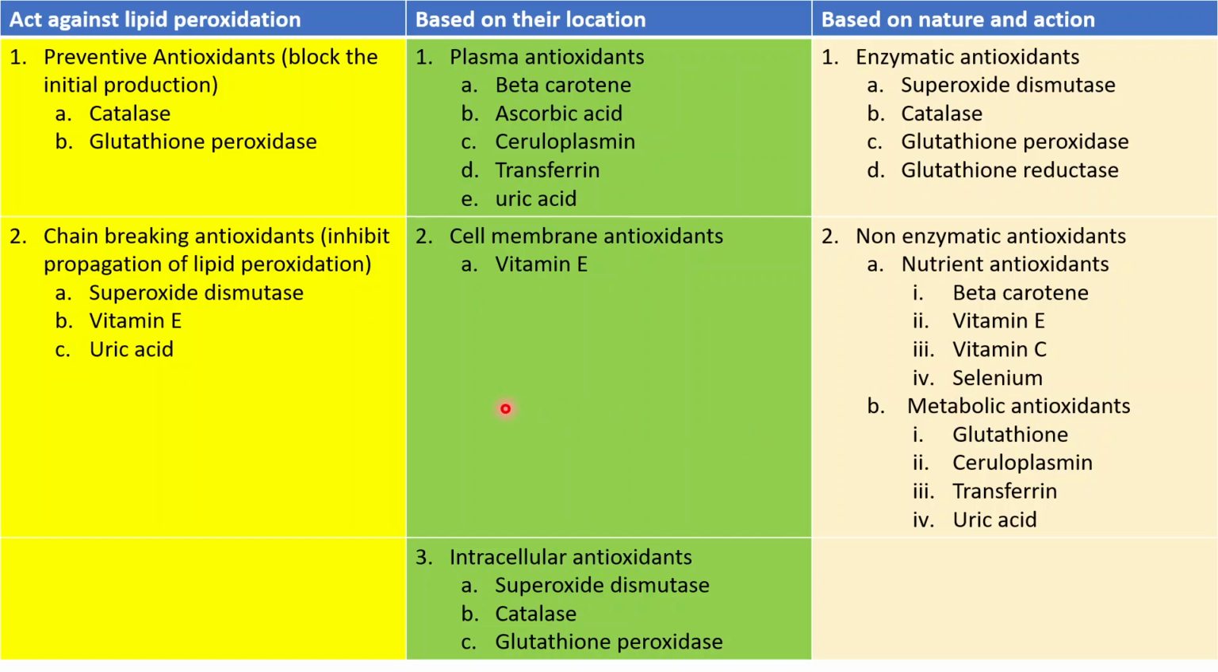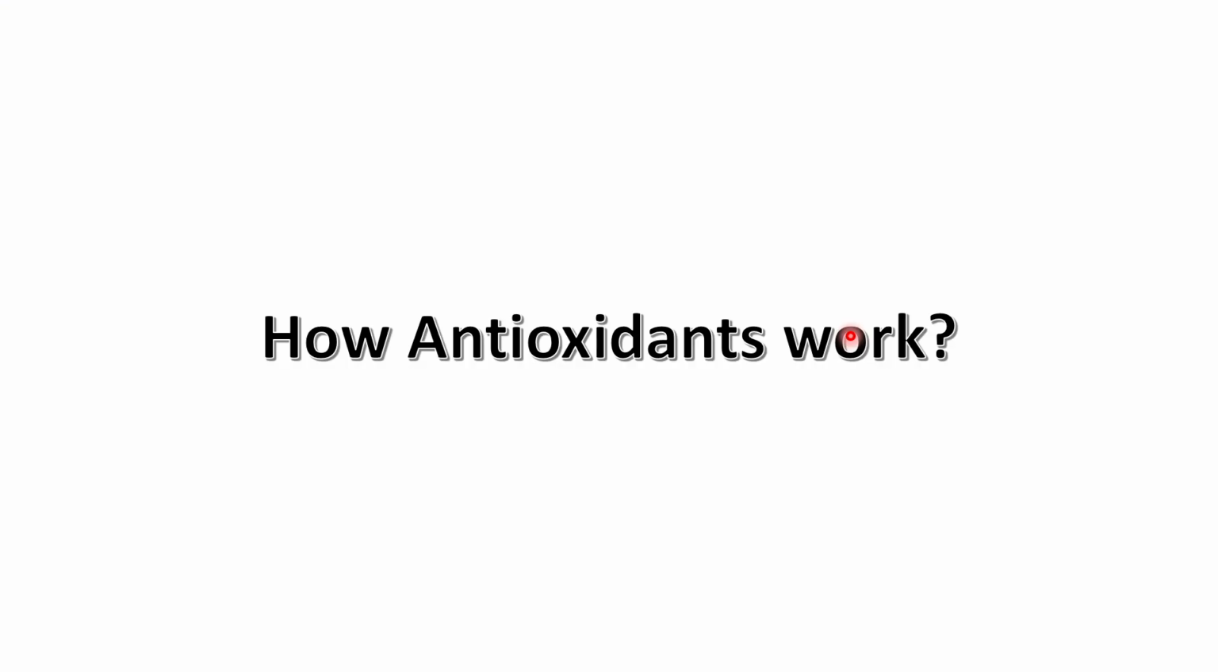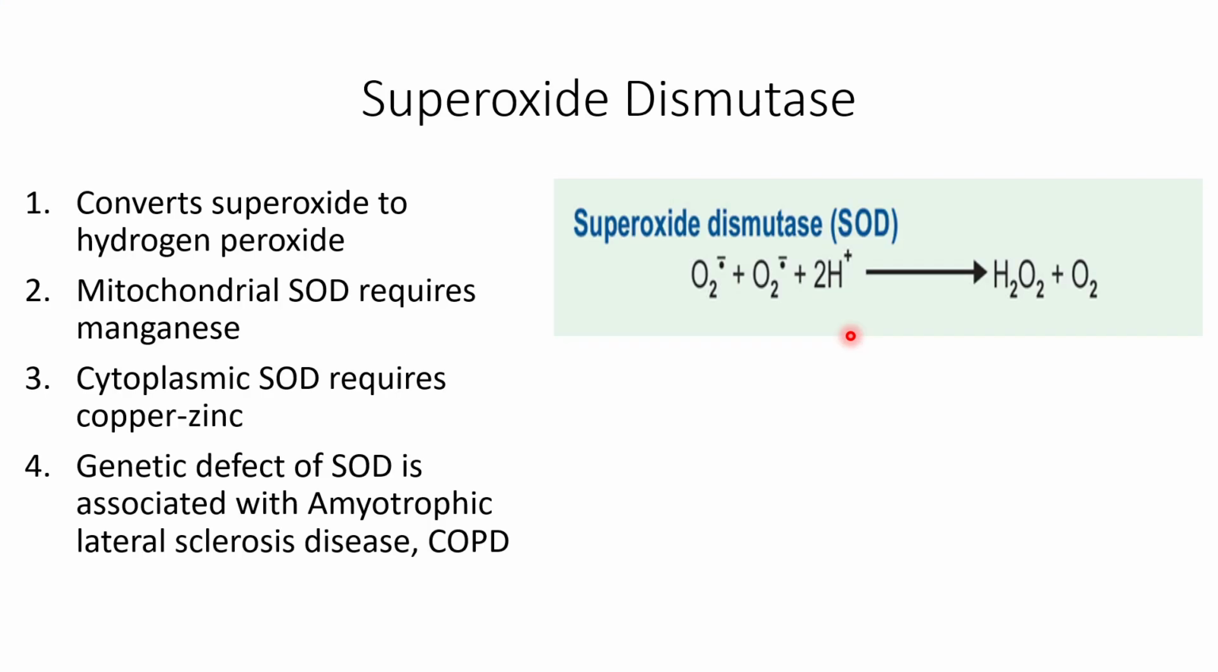So basically, the major classification includes, for lipid peroxidation, preventive antioxidants and chain breaking antioxidants, and based on the nature of action, whether they are enzymatic antioxidants or non-enzymatic antioxidants. So let us see how antioxidants work.